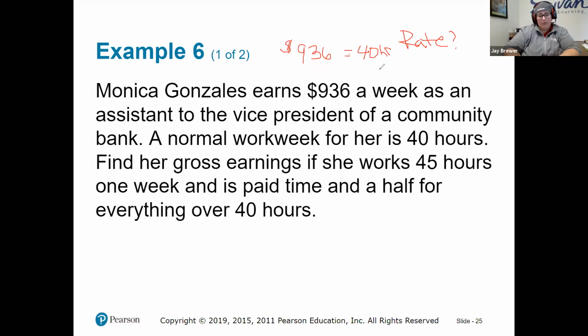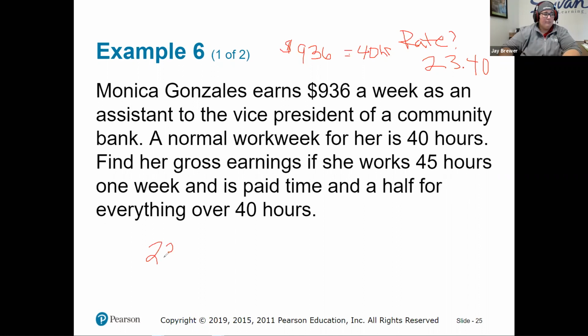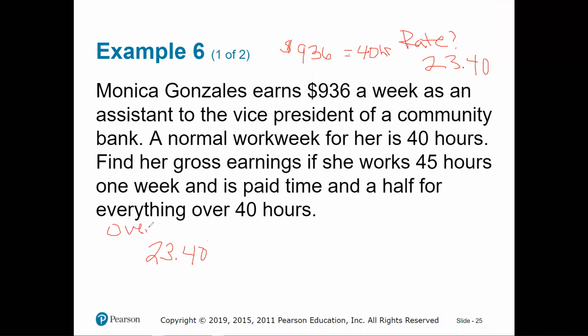You'll take 936 and do what with it? Divide. Divided by 40, very good. So she has an hourly rate of $23.40. Okay, so then we're gonna take that $23.40, we're gonna multiply it by 5. Oh, no, we're not. That's the regular rate. Now we have to find the overtime rate, right? I got ahead of myself.